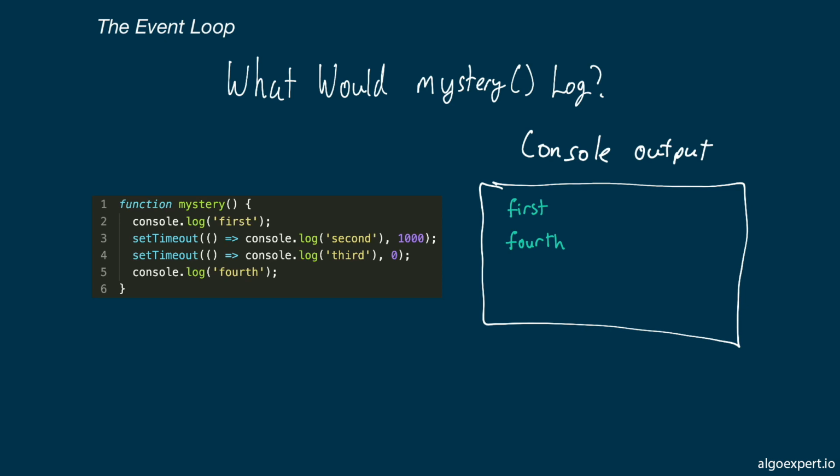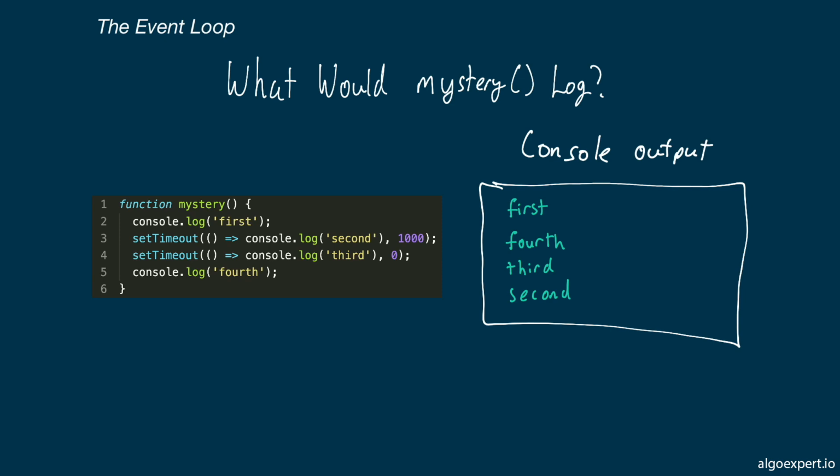So this means we can dequeue the call to console log of third, and we end up logging out third next. And finally, after the second delay completes, the console log of second would be moved into the task queue, as well as pushed onto the call stack. This means the final answer would be we log out first, then fourth, then third, and finally second.